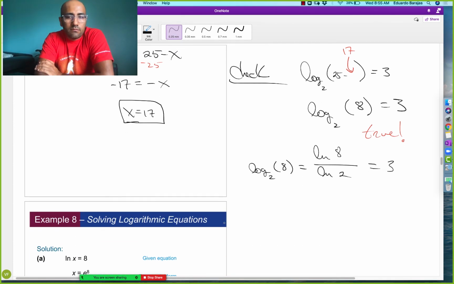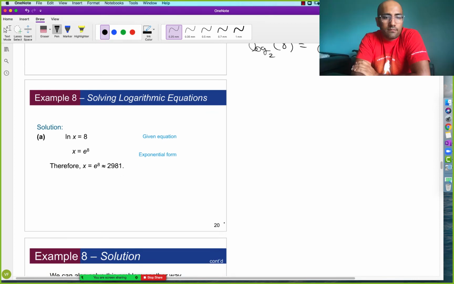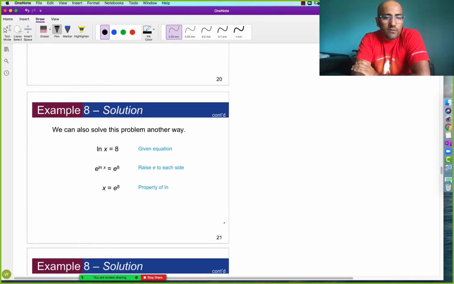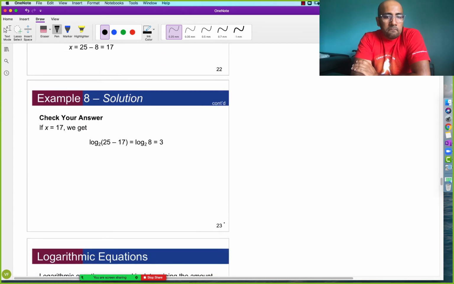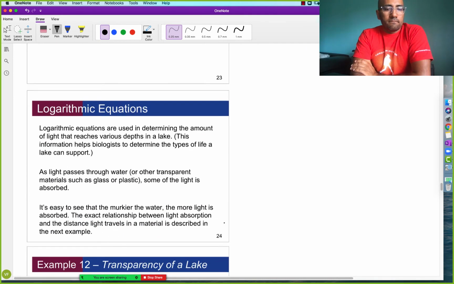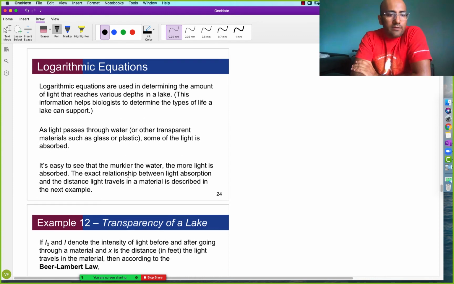Okay, solution A, solution B. Okay, so here's a loose application of this stuff. Logarithmic equations are used in determining the amount of light that reaches various depths in a lake. This information helps biologists to determine the type of life a lake can support.